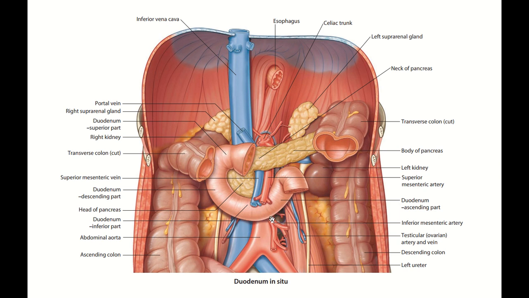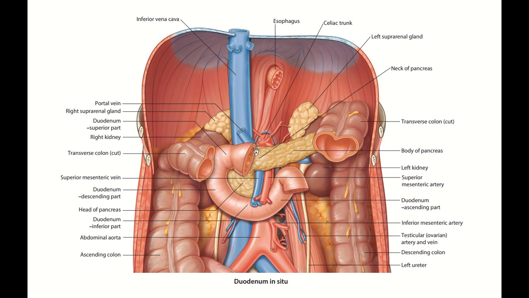So they'll be anterior to the third part of the duodenum and then anterior to the uncinate process of the pancreas, if you remember. And then the superior mesenteric vein, behind the neck of the pancreas, joins the splenic vein, which would have joined the inferior mesenteric vein behind the body of the pancreas.